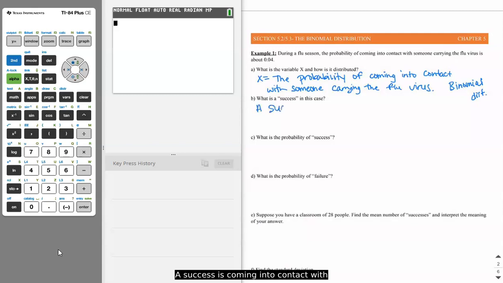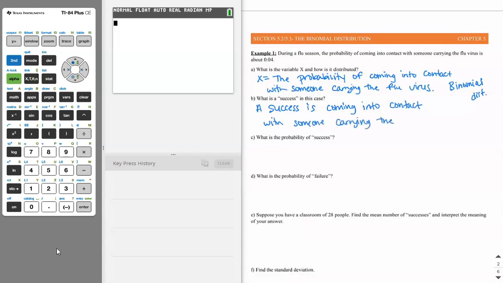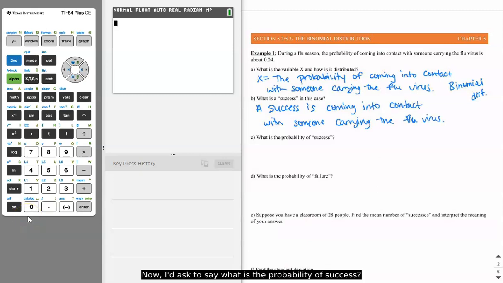So a success is coming into contact with someone carrying the flu virus. All right. So now it asks, what is the probability of success?